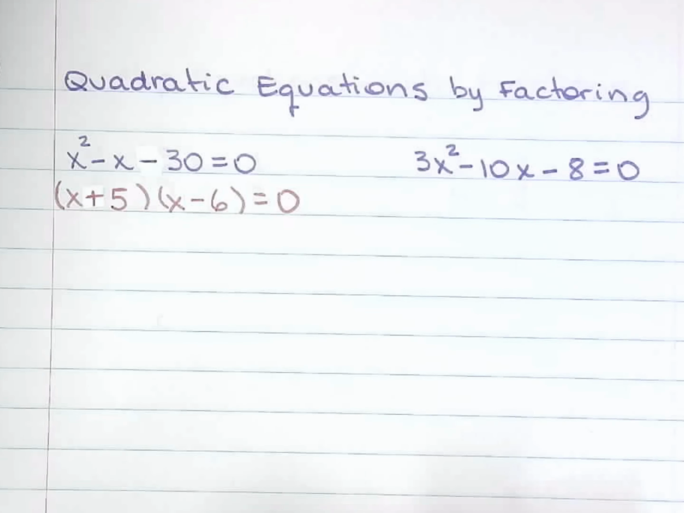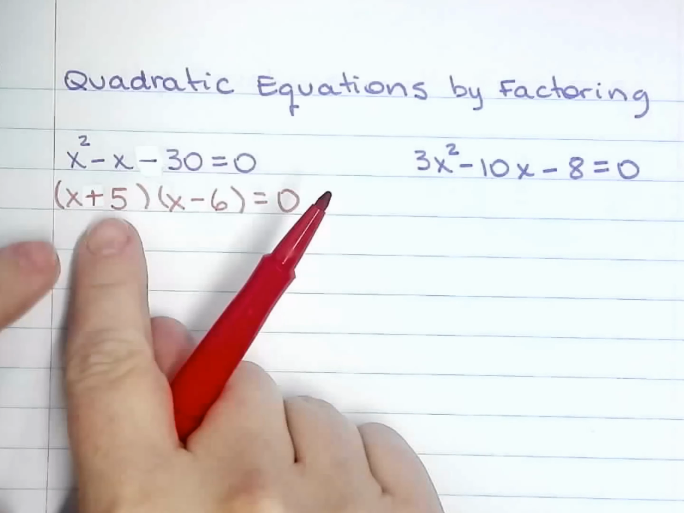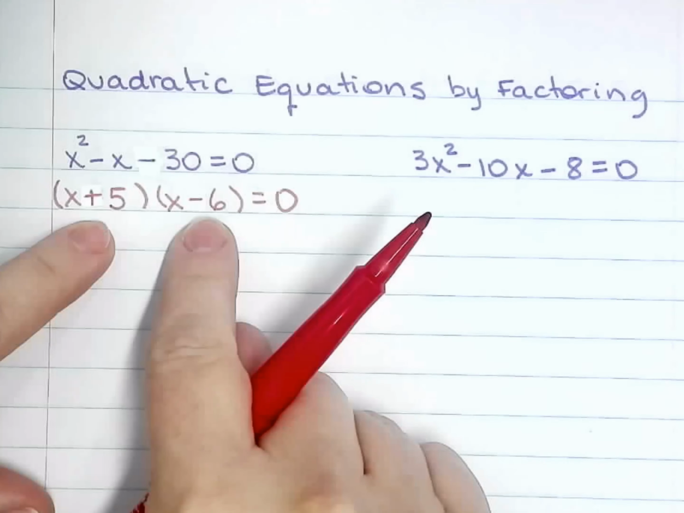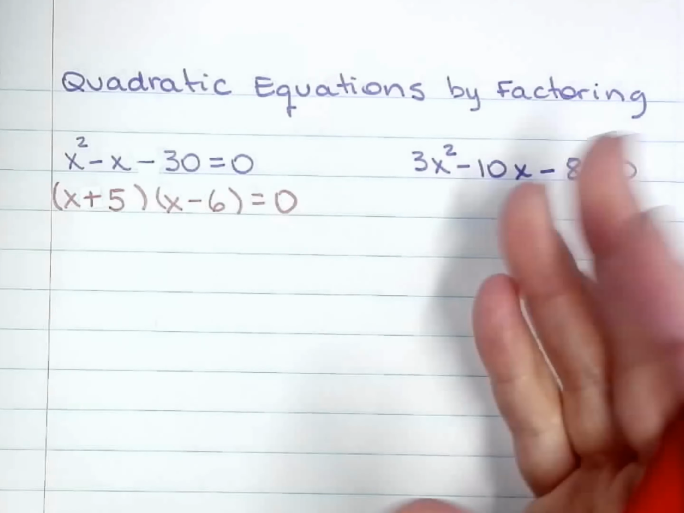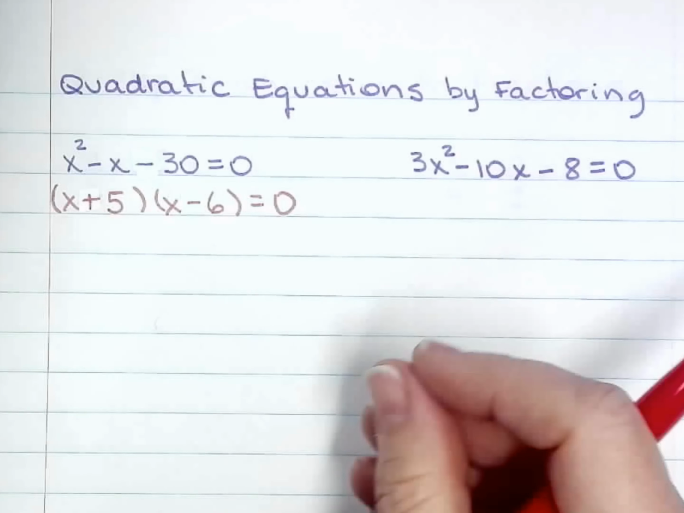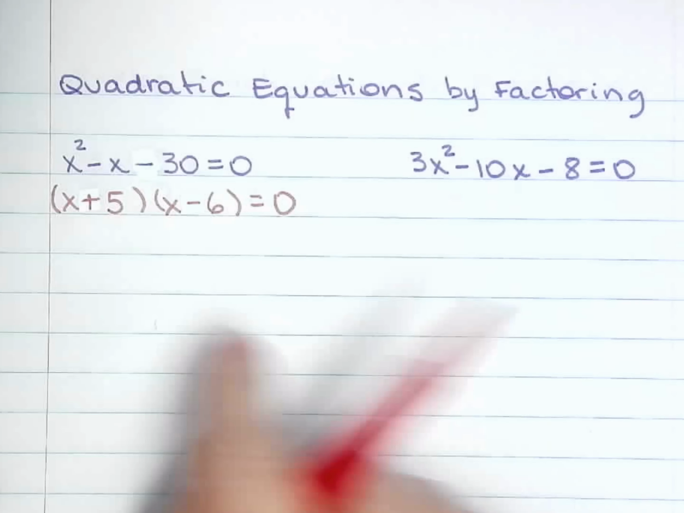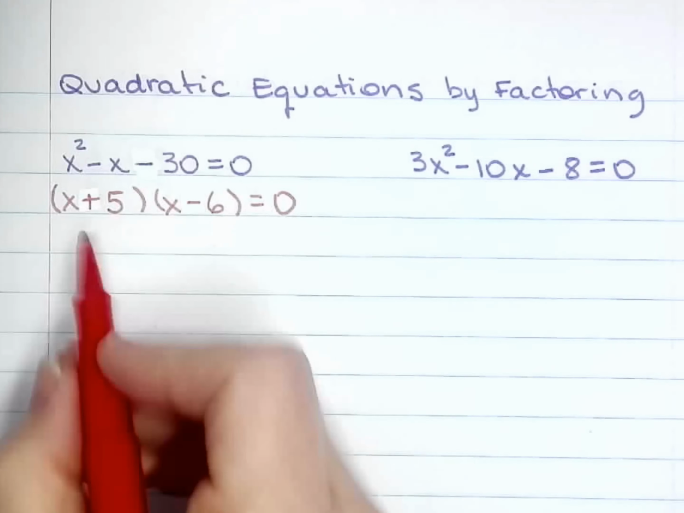Now that you already know how to factor, the next thing you need to do is set each one of these factors equal to 0 and solve. So every time you're solving quadratic equations, or looking for the roots, the zeros of the function, or the x-intercepts, that's all you need to do.